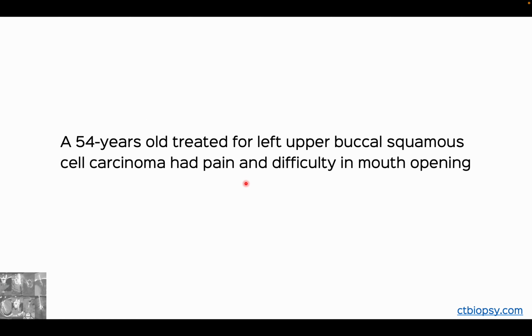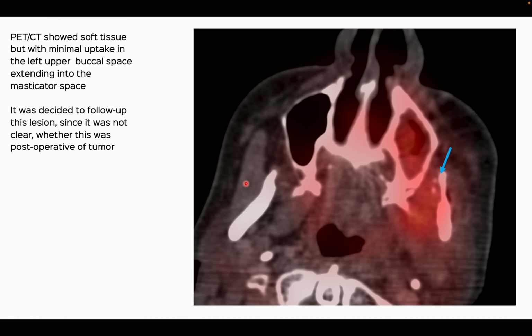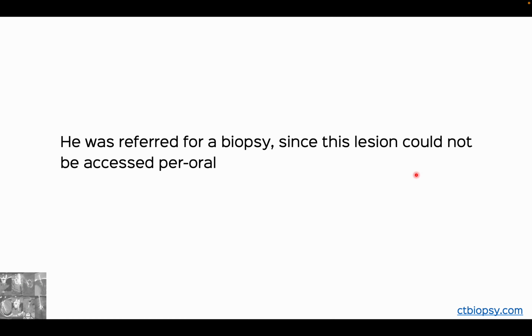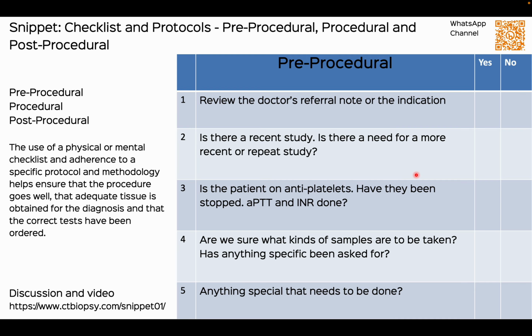So this 54-year-old had been treated for an upper buccal squamous cell carcinoma, and had pain and difficulty in opening the mouth. This was the soft tissue that was seen during the PET-CT, and it was reported indeterminate. So 6 weeks later, a contrast CT was done, which showed the soft tissue unchanged, with a little increase anteriorly, and the decision that the oncologist took was that we should get tissue for a biopsy. And since it wasn't accessible per oral, the patient was referred for a CT-guided biopsy.